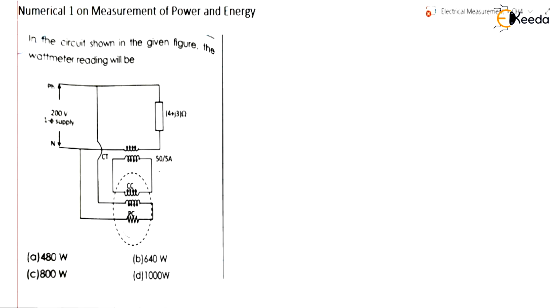As we know, the reading of the wattmeter is nothing but the voltage across the potential coil into current flowing through the current coil into power factor, or the cosine of the angle between the voltage across the pressure coil and the current flowing through the current coil. But if you check the circuitry, here we are using a CT, right? Yet we have not discussed anything about the CT.